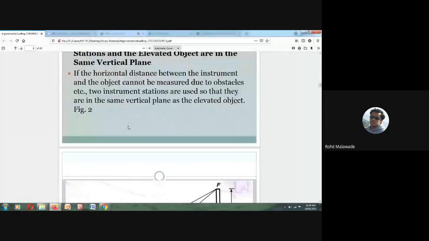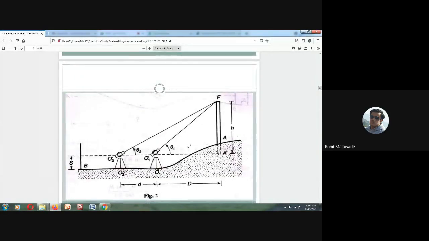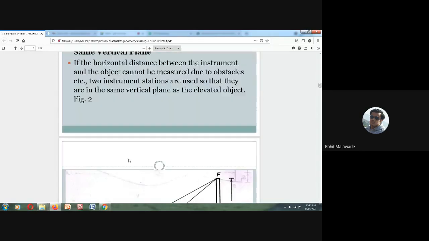Okay. What is the meaning of this? We are going to measure this particular height, the height of this thing, when the base is not accessible or not visible and the two points are in the same vertical plane. They are in the same vertical plane, and we are going to measure the angle.